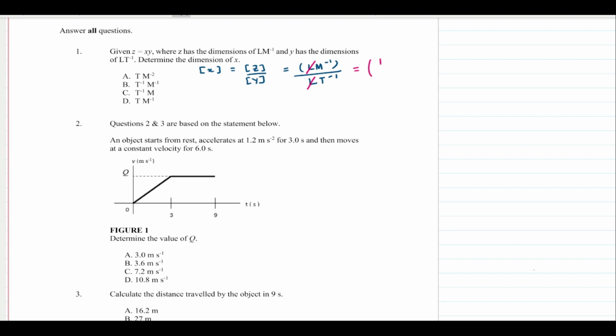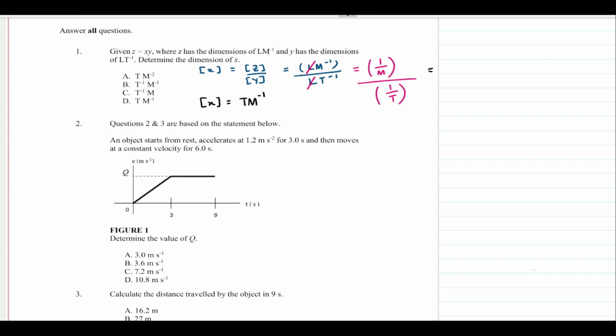M-1 is actually 1 over M. Okay. And then over T-1 is actually 1 over T. So kita rearrange that one. So kita akan dapat dimension for X is equal to T-M-1. Okay. So kalau confused buat sebelah ini.